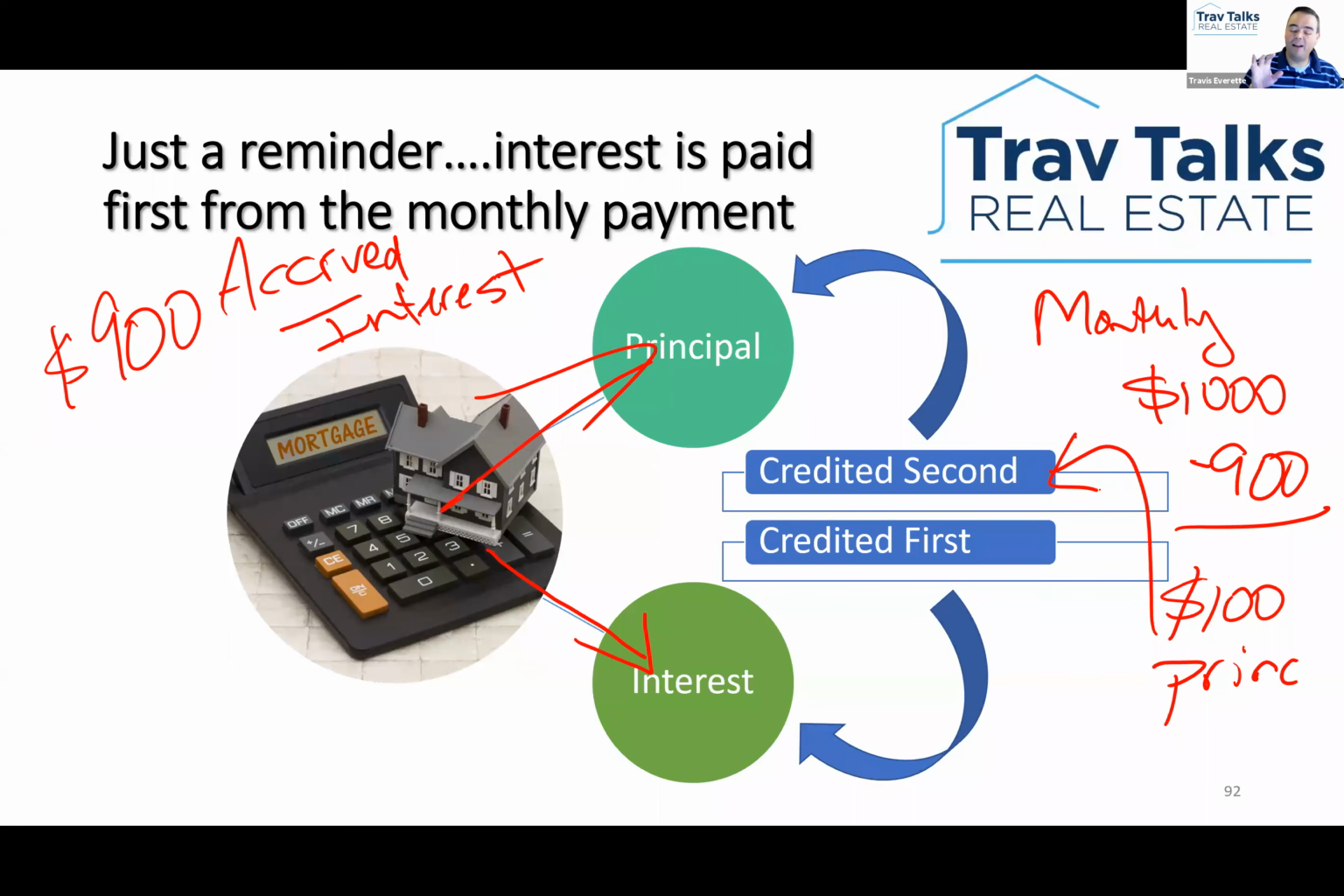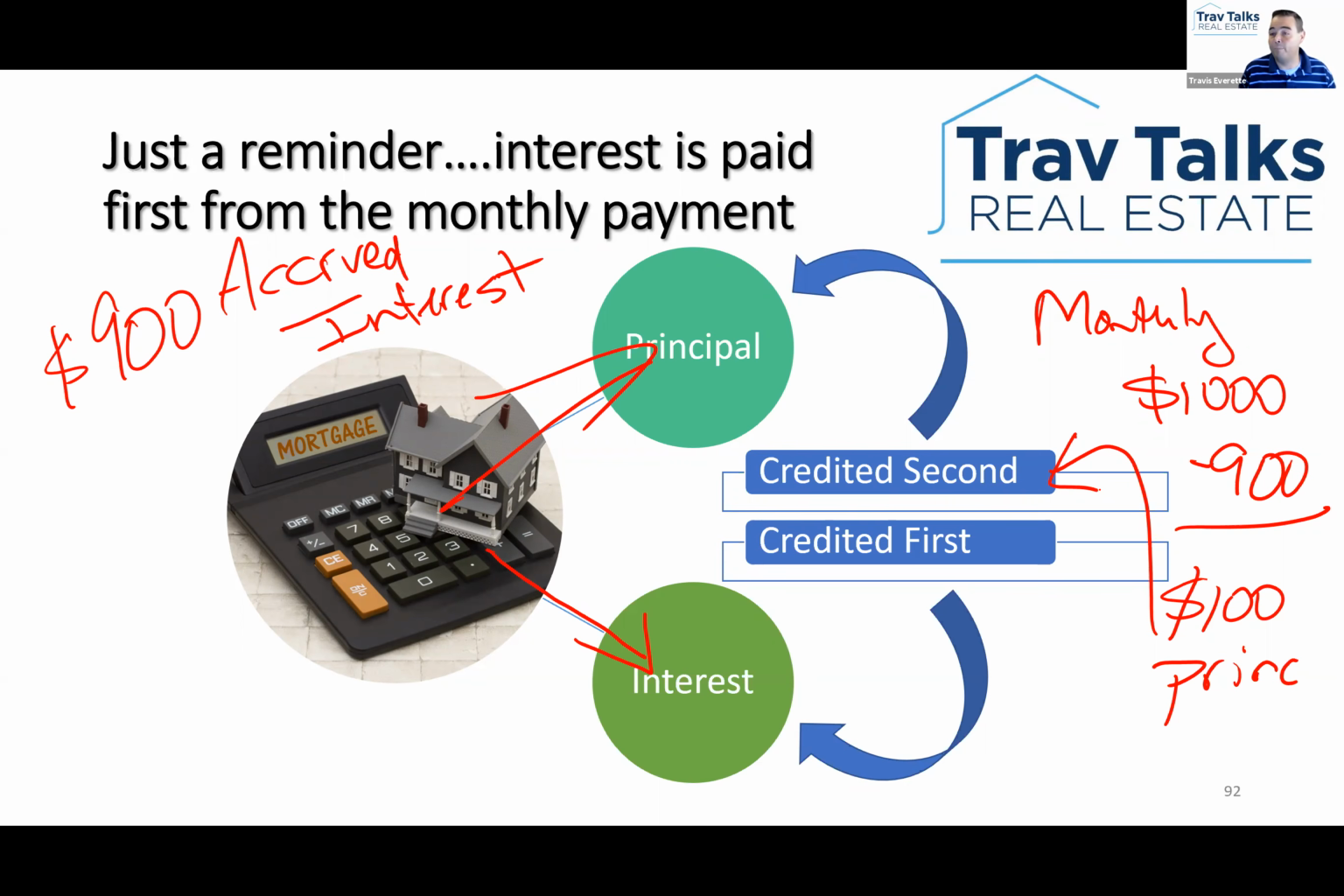So what I said was, when that payment hits the lender's mailbox on a monthly basis, interest has to come out first. So if we're making a $1,000 payment, but $900 of that is interest that we owe, we're only going to end up applying $100 of that $1,000 toward the principal balance.